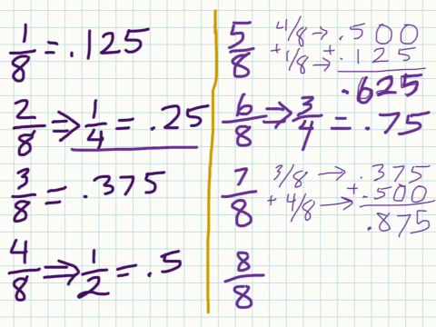Okay, moving on. 8/8. Well, 8/8 is an improper fraction that can be simplified into a whole number, 1. So our decimal equivalent is 1. Yep, Captain Obvious. Save him for last.